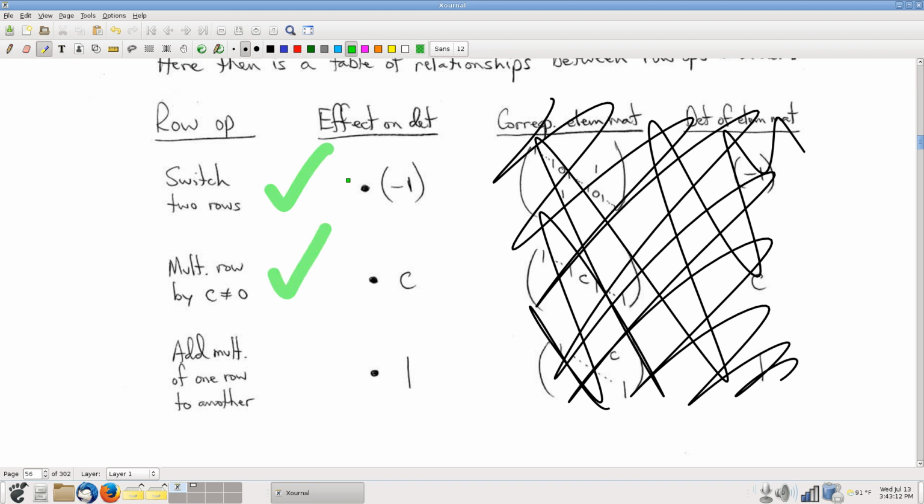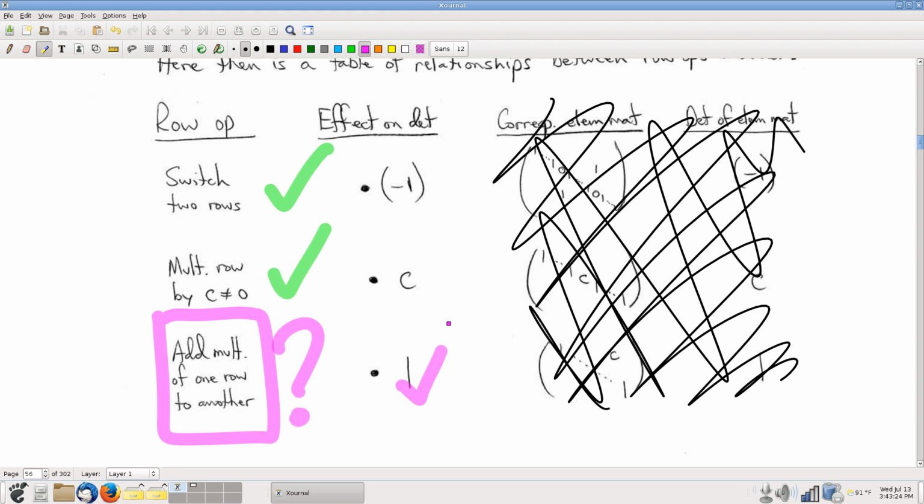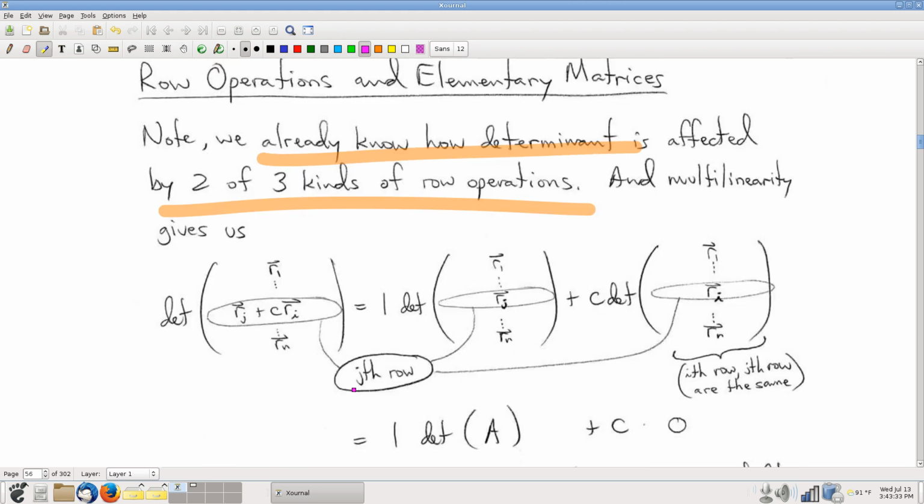What we don't yet know, or at least what we haven't thought through yet, is what happens when you do this row operation, when you add a multiple of one row to another row. And is there a nice way to think about how we would conclude what happens to the determinant when we do that? So we're going to look at this calculation up here.